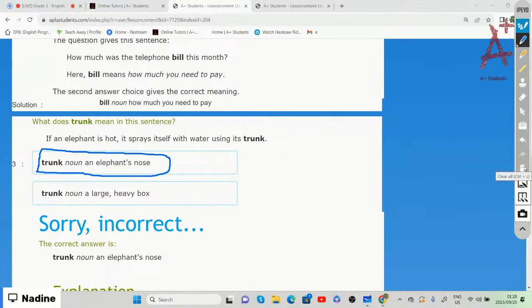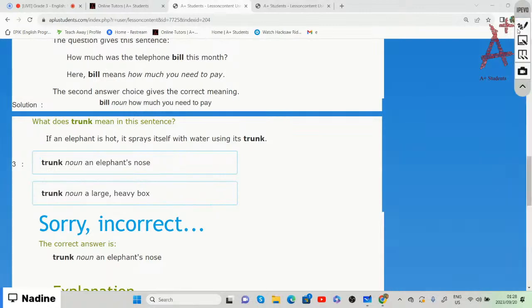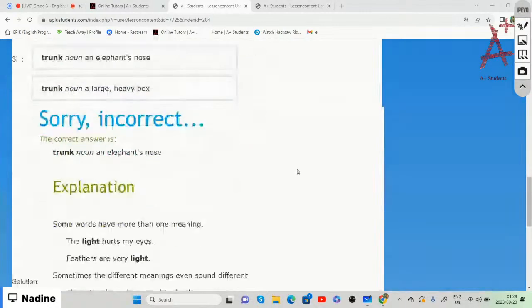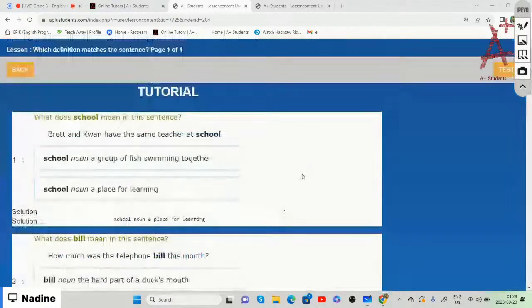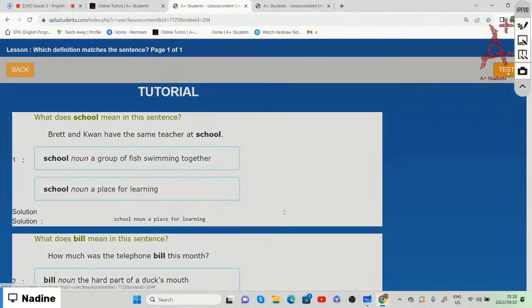So that is the trunk that we are talking about, which means that if it's hot, it's as if they are sucking up the water with its trunk and they are spraying it over their bodies. That is trunk, an elephant's nose. All right. So that is but a few definitions that we had to match with the sentence. And now we're going to do the test.